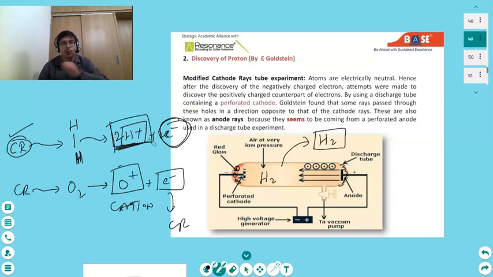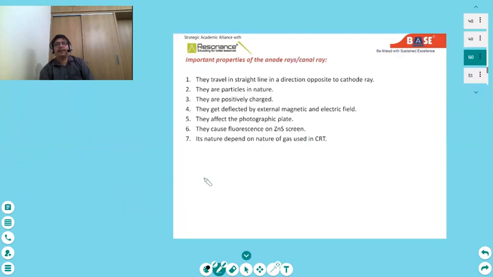Got it? Good. Now come back to electron. Electron discovery was done by Thomson. The name was given by J.J. Stoney. Proton discovery was done by Goldstein. The name was given by Rutherford. Discovery Thomson, name J.J. Stoney. Discovery Goldstein, name given by Ernest Rutherford. Remember that, okay? Now let's come to the properties of your anode ray, canal ray, or the positive ray.